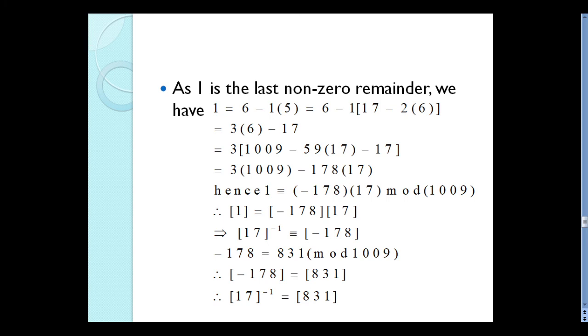Now 1 is congruent to minus 178 into 17. Now bring 17 to the opposite side. 17 inverse is equal to minus 178. Now this minus 178 also can be split. Minus 178 is congruent to 831 modulo 1009. Since minus 178 value is 831, you can substitute 831 in the place of minus 178, we get 17 inverse is equal to 831.